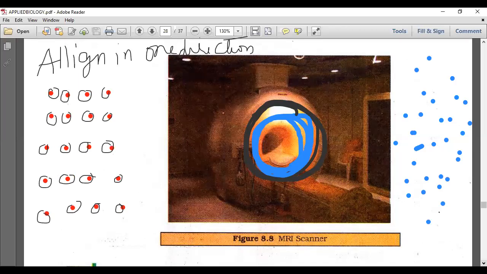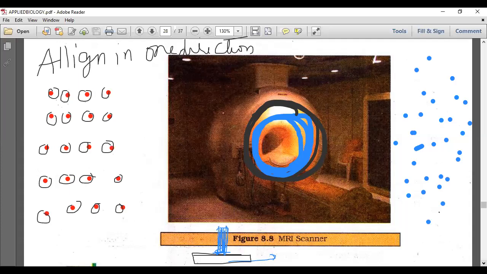It is just like this: if you take an iron rod and rub it with a magnet, what happens? For a period of time, this iron rod also acts like a magnet, isn't it? In the same way, we are giving a weak RF pulse to these protons of hydrogen atoms, which are aligned in one direction.